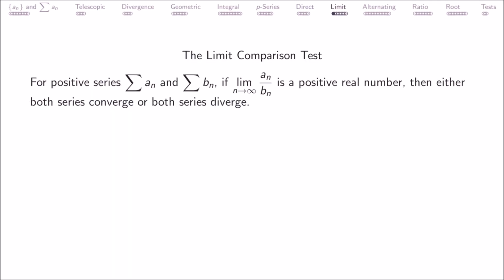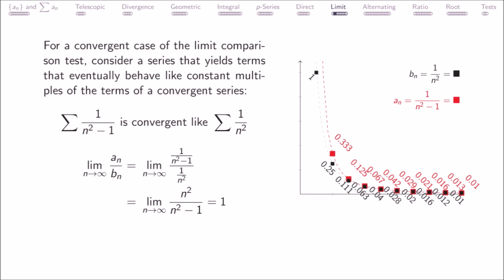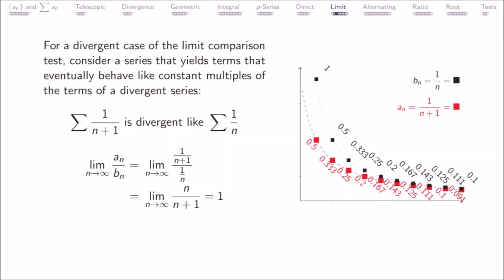The limit comparison test. For positive series a_n and b_n, if the limit of a_n over b_n is a positive real number, then either both series converge or both series diverge. For a convergent case of the limit comparison test, consider a series that yields terms that eventually behave like constant multiples of the terms of a convergent series. For a divergent case of the limit comparison test, consider a series that yields terms that eventually behave like constant multiples of the terms of a divergent series.